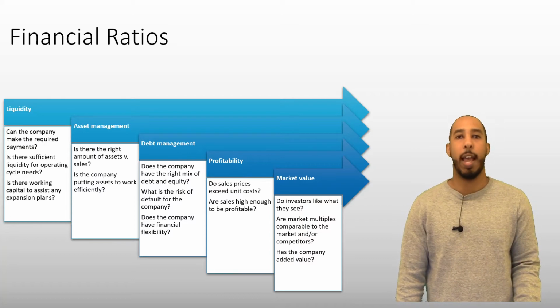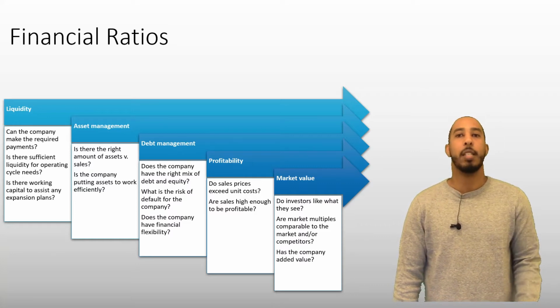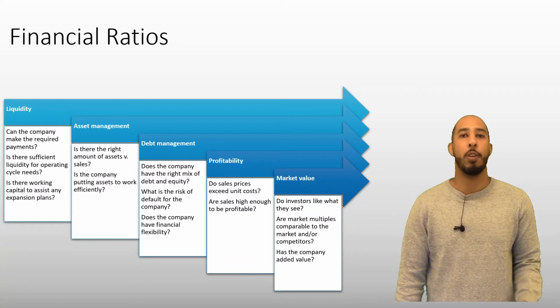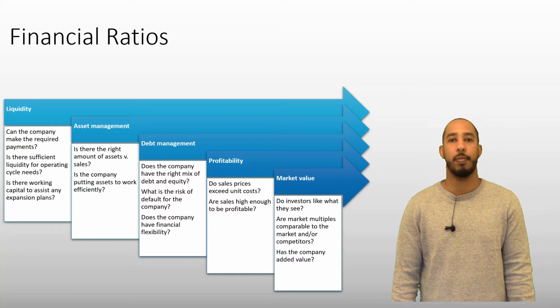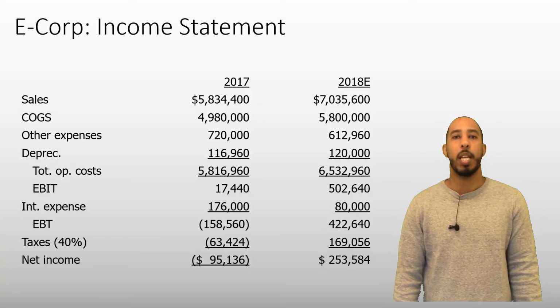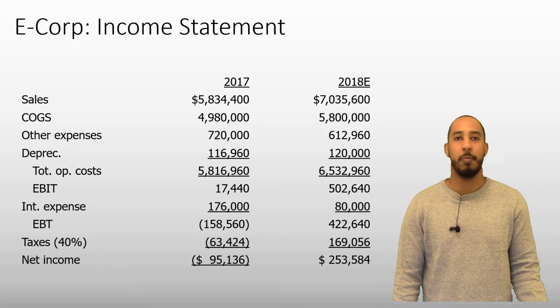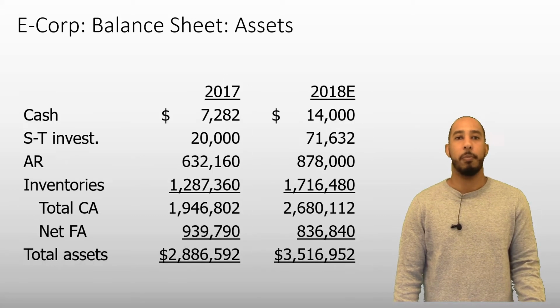Profitability ratios will look at how effective the business is in generating profits. And finally, market value ratios will examine what outside investors think about the company. Together, we can compile a clear view of the condition of the business and make more informed decisions. We need some financial statement data to put these ratios together, so we're going to use E Corp as a sample company. We have their income statement here, as well as their balance sheet.